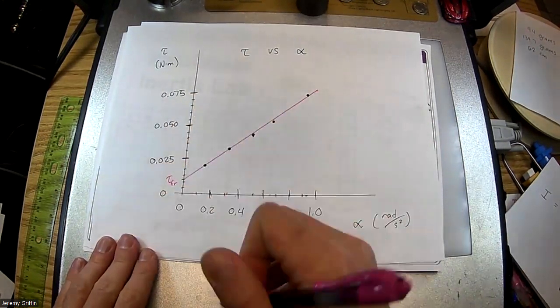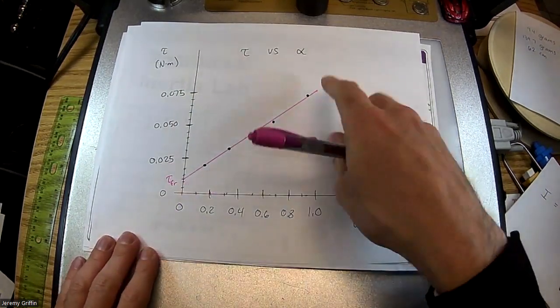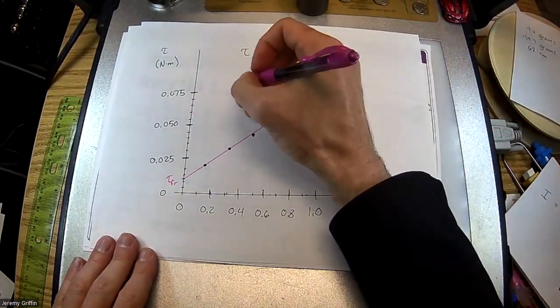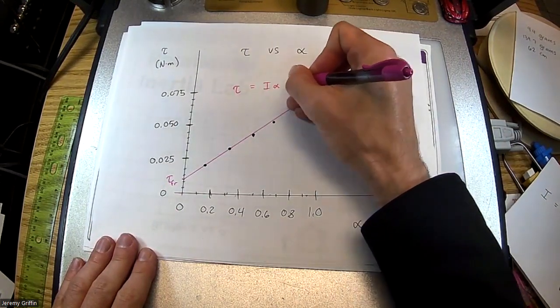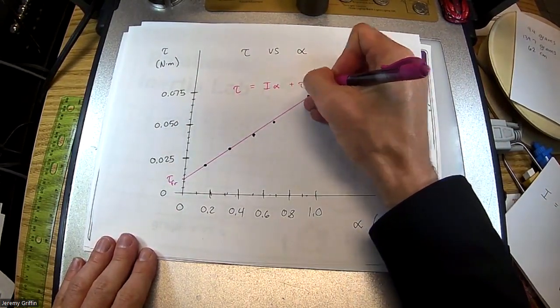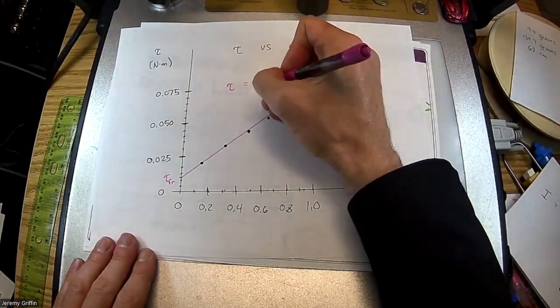Now, once you go beyond that initial frictional torque, it still lines up in a straight line. So this is really like torque equals I times alpha plus the frictional torque. Doesn't that look like y equals mx plus b? So we can still get rotational inertia.